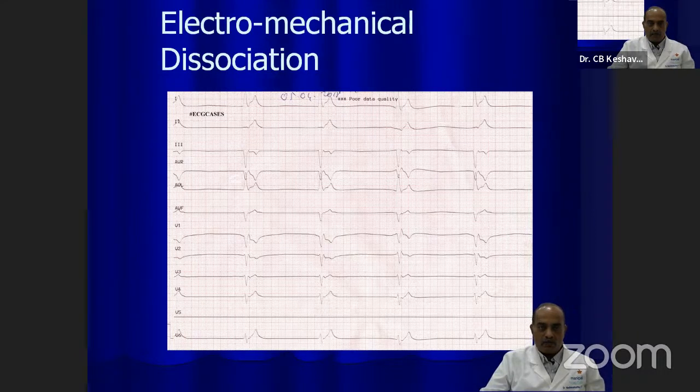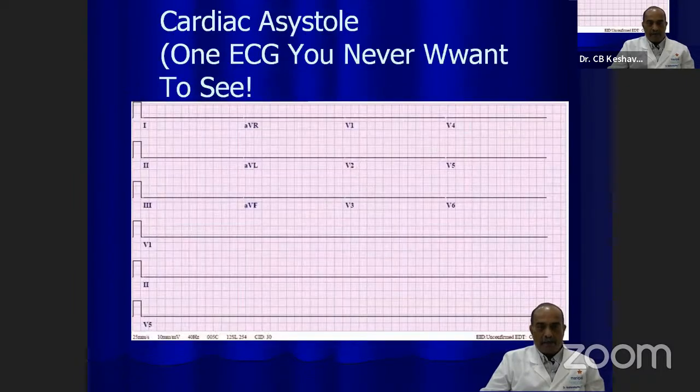Why we call it a dissociation is that there is electrical activity, but there is no recognizable pulse. This you see especially after resuscitation. We have given a lot of adrenaline, atropine, CPR. Then you see some electrical activity coming on the monitor, but that doesn't correspond with a pulse either at the periphery or in the carotid. So you call it electromechanical dissociation, which usually progresses to a complete arrest.